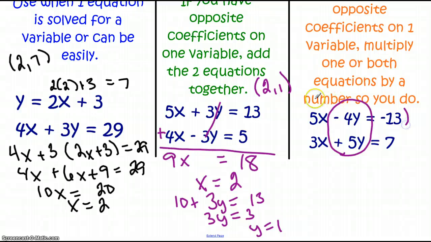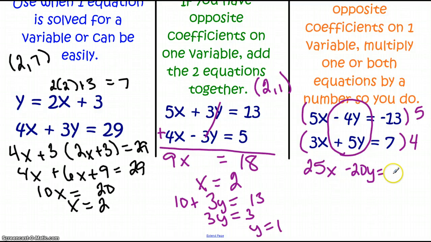So I'm going to have to take this top equation and multiply everything in it by 5, and this bottom one we're going to multiply everything by 4. And that's going to create a negative 20y and a positive 20y. And then we're going to do it just like we did the other one. So if I multiply all this top equation by 5, that would give me 25x minus 20y equals negative 65. And if we do our second equation by 4, that gives me 12x plus 20y equals 28.